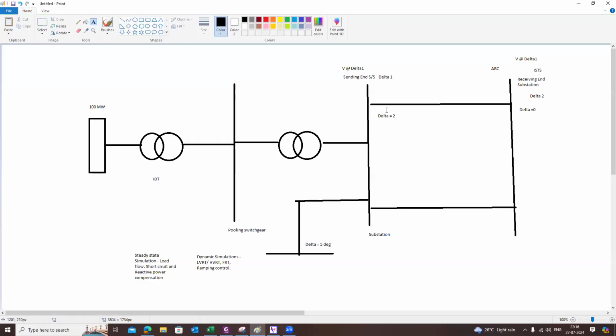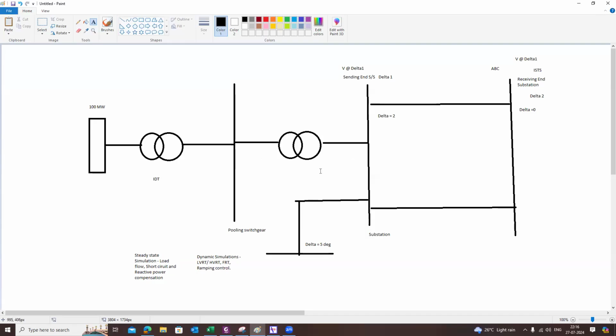What I'm talking about. This is delta 1 and this is delta 2. Okay, sir. Understood. Right. So while we're doing the simulations, to prove this with true grips.